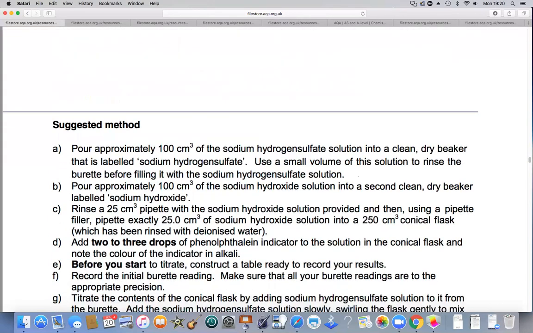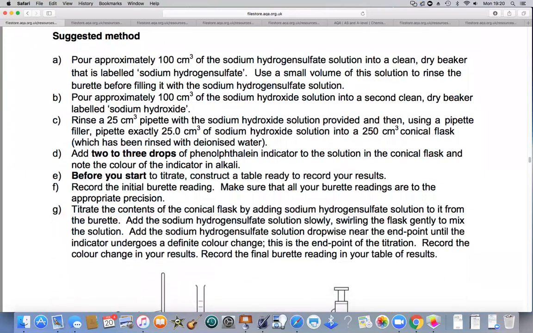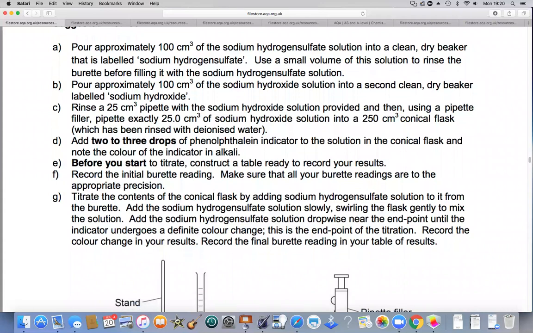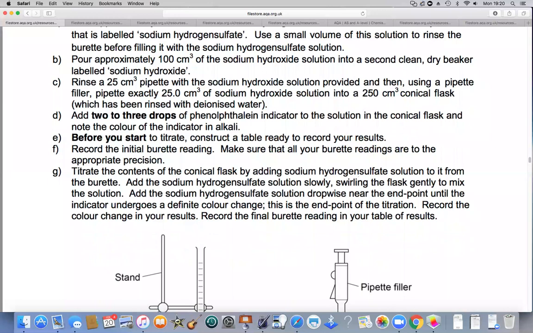I'm not going to go through every single point here because I think you've done these before often enough. But you take your standard solution of sodium hydrogen sulfate, you pour some of it into a beaker, and it says rinse the burette. So you're going to put the sodium hydrogen sulfate into your burette and rinse it through. Because you've made up 250, in theory that's enough for approximately 10 titrations. You're hoping that it will take you no more than 4. So you can afford to lose a bit of the solution washing through the burette, that's fine.